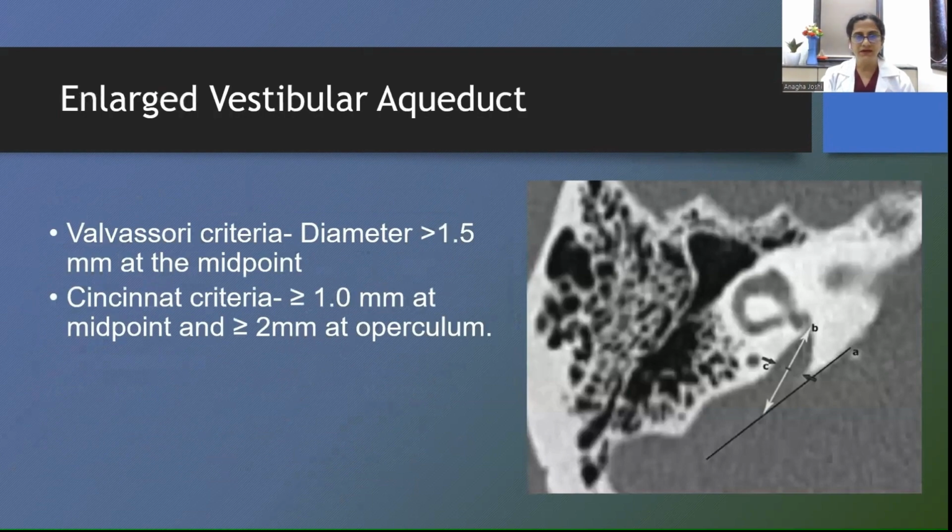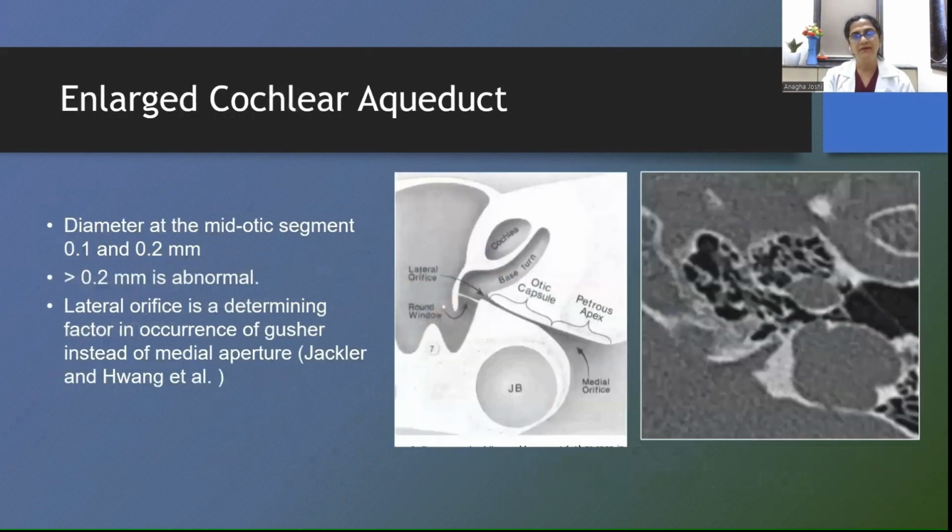Enlarged vestibular aqueduct can be termed as enlarged if the diameter is more than 1.5 millimeter at the midpoint, and this is by the Valvassori criteria. By the Cincinnati criteria, if it is more than 1 millimeter at the midpoint and more than 2 millimeter at the operculum.